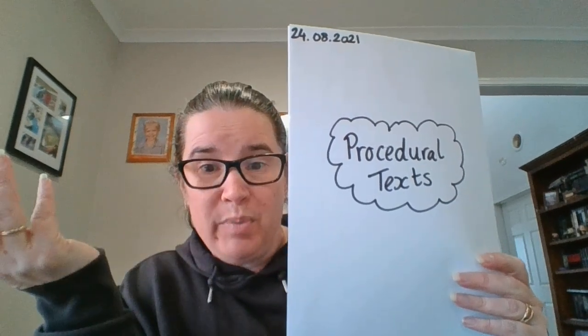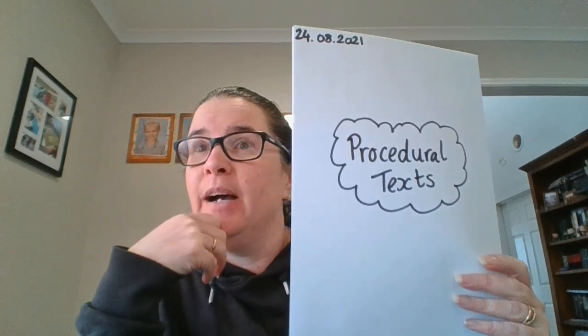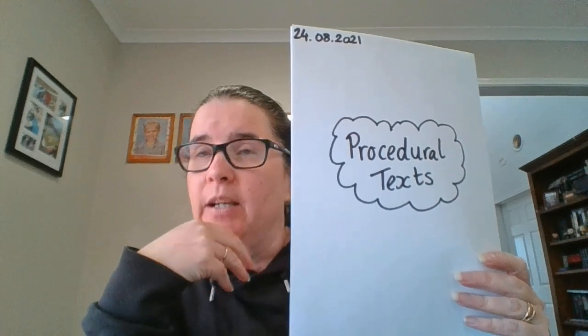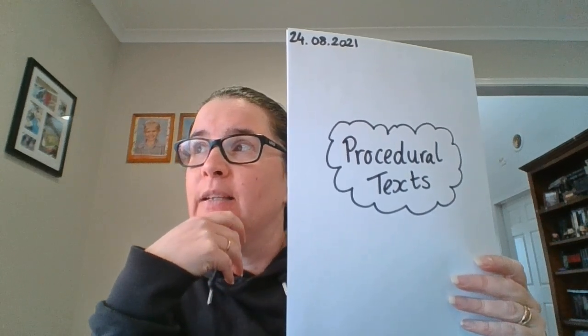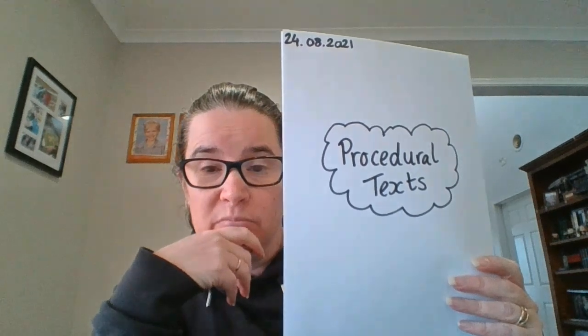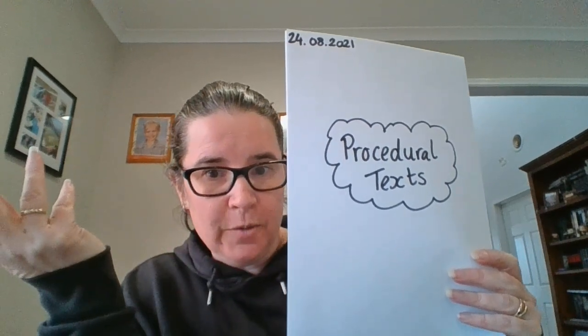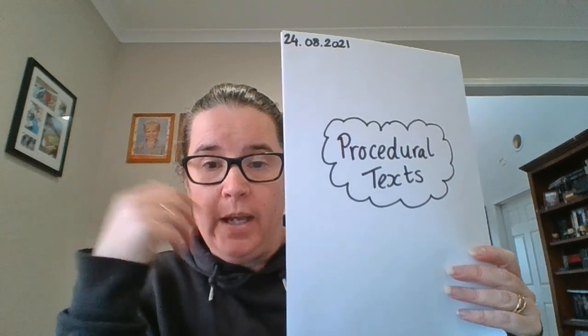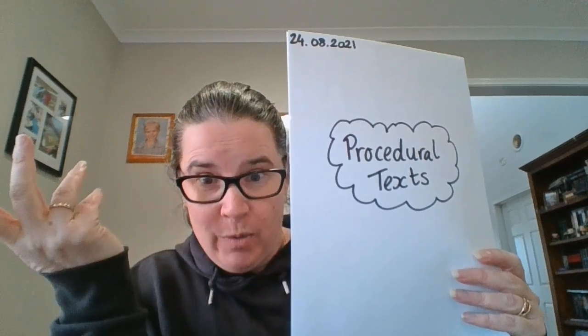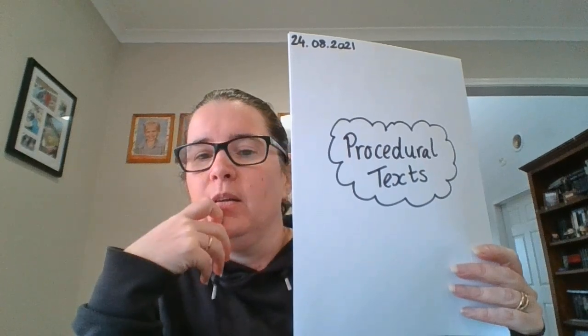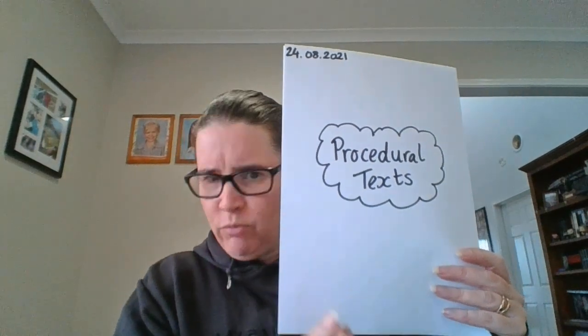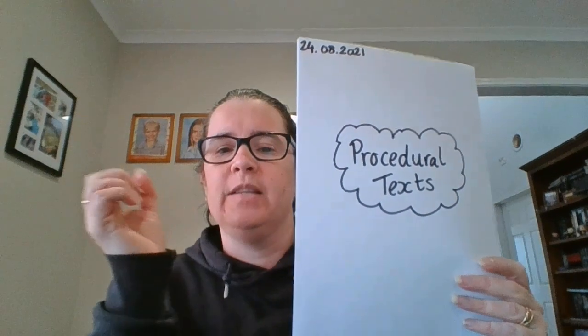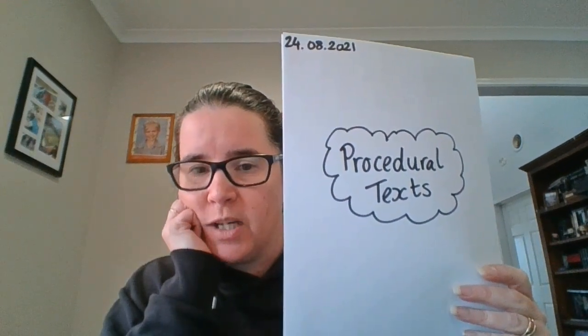So we use them for recipes. So it might be how to make a cake. It might be how to make lasagna. It could be how to make a sandwich. Or it can be crafty things. So it might be how to make a paper airplane. It might be how to make a daffodil, which we're going to do on Thursday. Alright, but today we're not actually writing them. We're just drawing the pictures of things that we use or we could do a procedural text for.